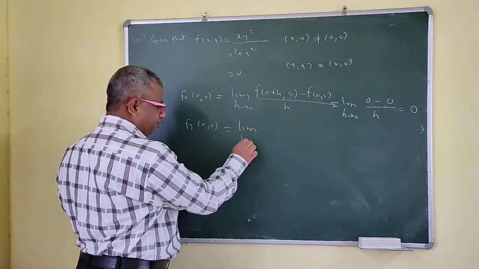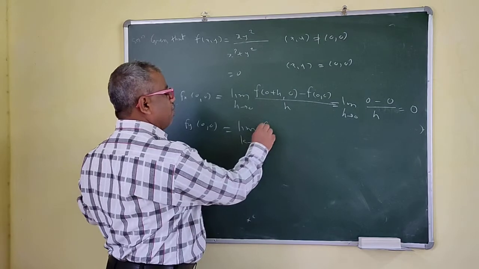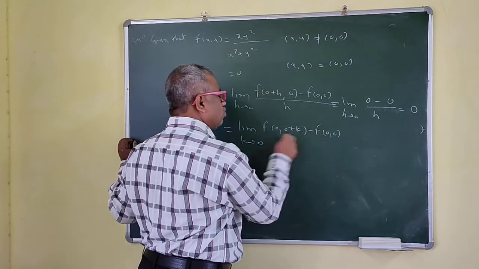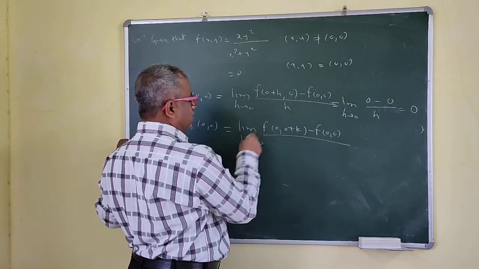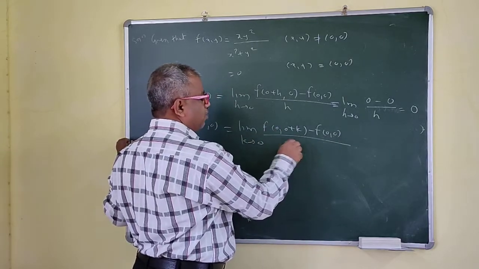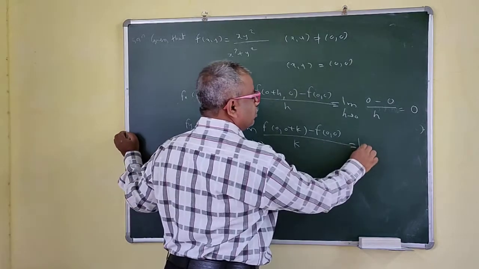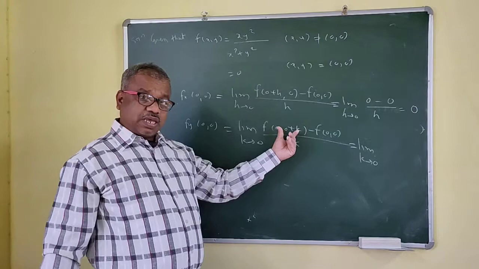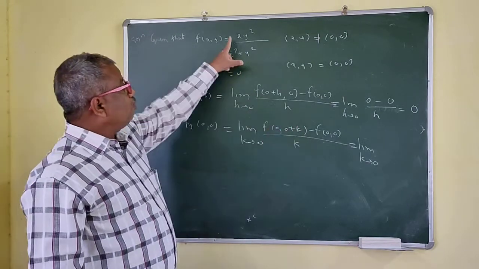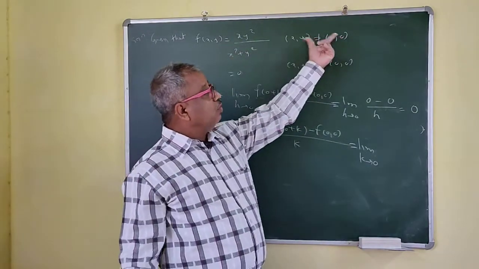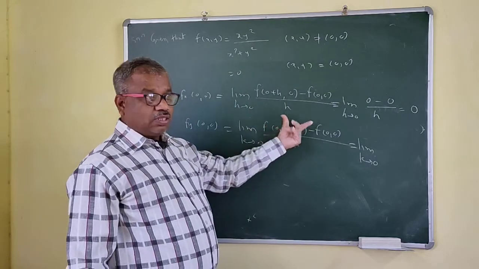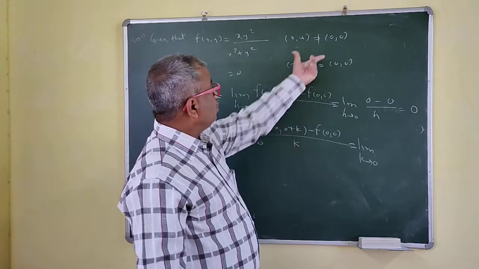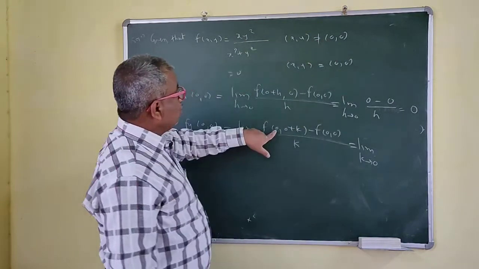Limit k tends to 0, f of 0, 0 plus k minus f of 0, 0, upon k. We will apply the definition. Now f of 0, 0 plus k, that is f of 0, k. We will find that, but this is not equal to 0, 0. If either one of them is not 0, then x, y is not equal to 0, 0. So the function is this.